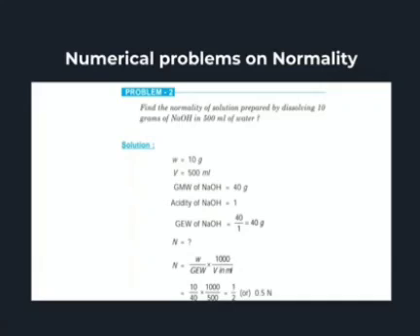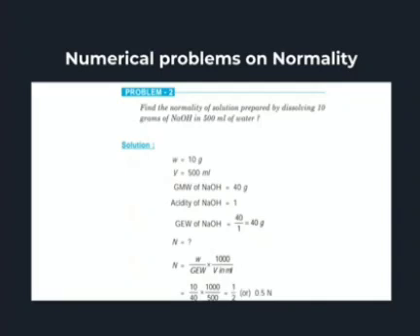Problem number 2. Find the normality of the solution prepared by dissolving 10 grams of sodium hydroxide in 500 ml of water. Here the given data is: weight of the solute W is equal to 10 grams, volume of the solution capital V is equal to 500 ml.